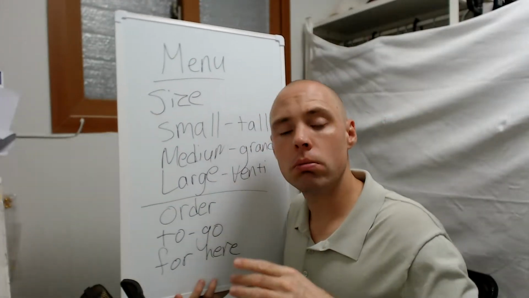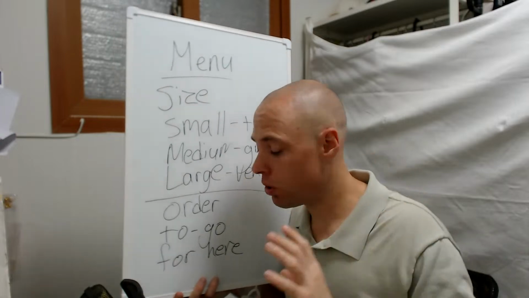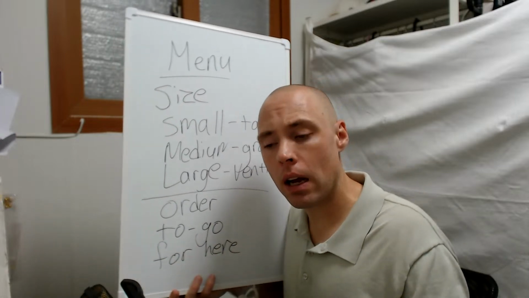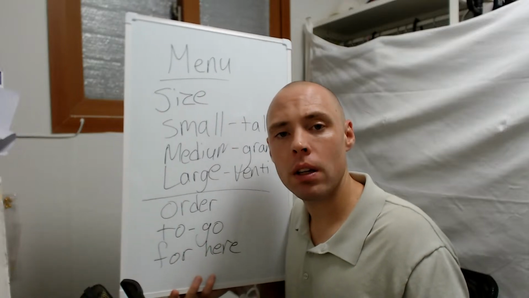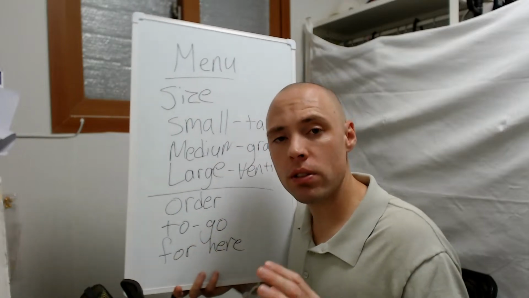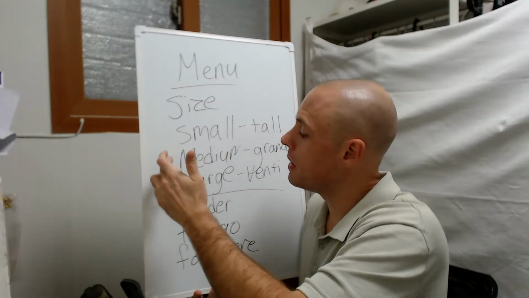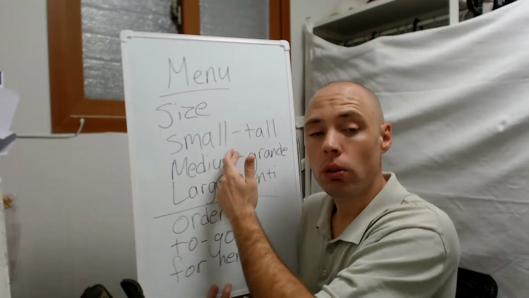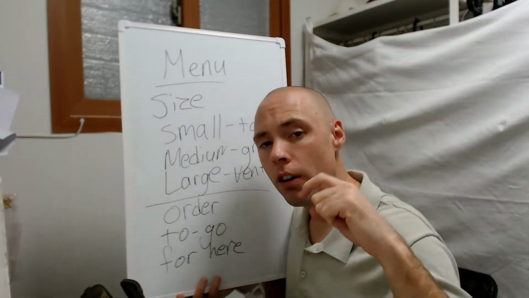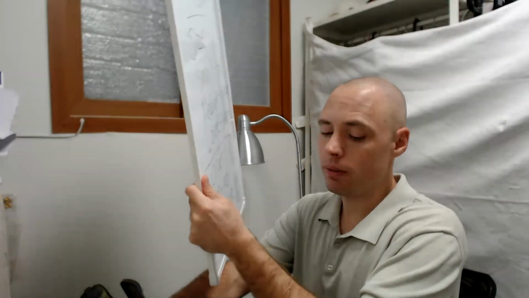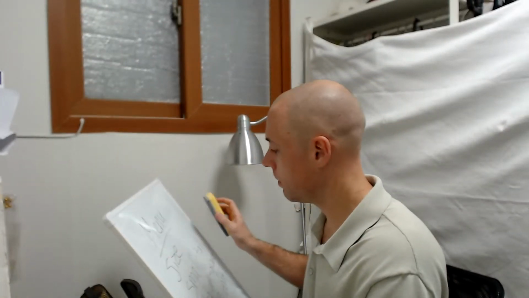One, to go. We're going outside. We're leaving that lovely cafe. Number two, for here, we want to sit down, have a drink, relax, rest a while. So those are the two phrases that we need to know. And then we have, again, size: small, medium, large. We're at Starbucks: tall, grande, venti. Order, to go, and for here. Next, what we're doing are these all important phrases.